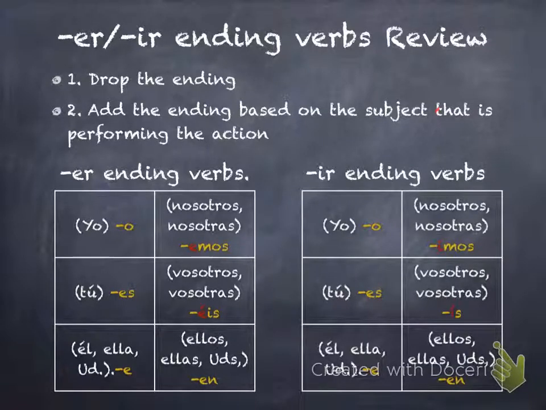So if you have your ER ending verbs, they start with E, so you're going to have the emos, éis. Your IR ending verbs, they start with I for the ending, so these start with I: imos, ís.